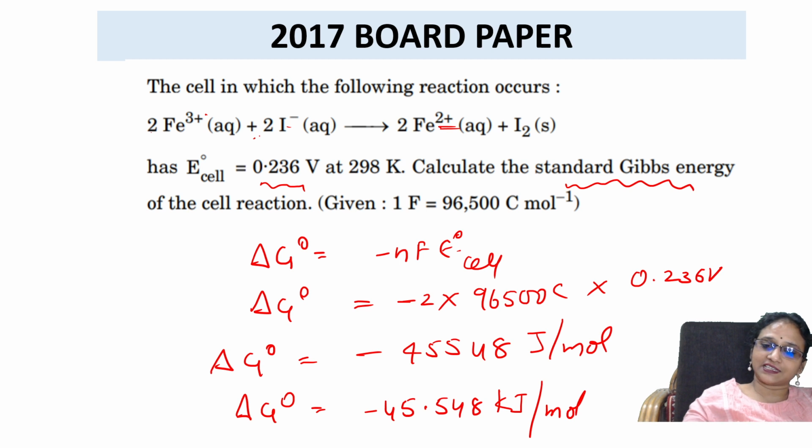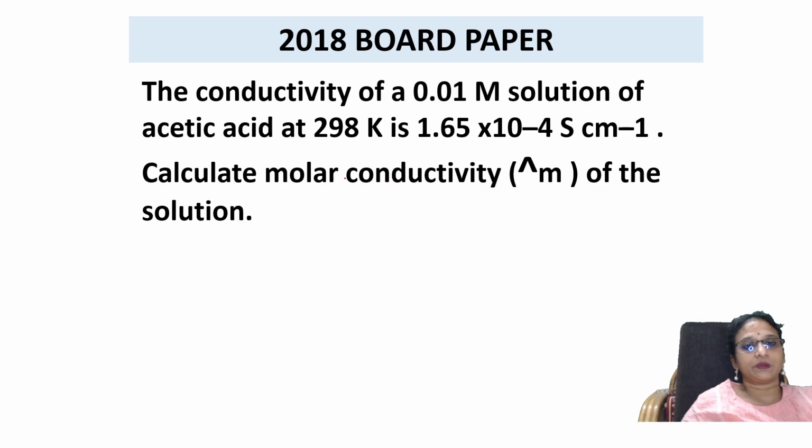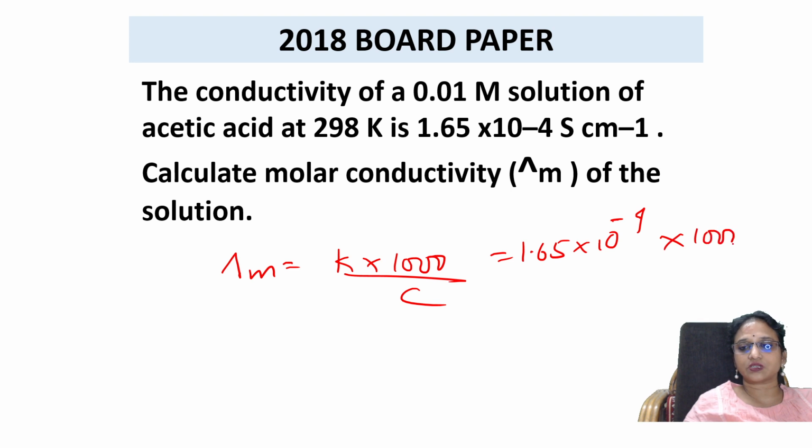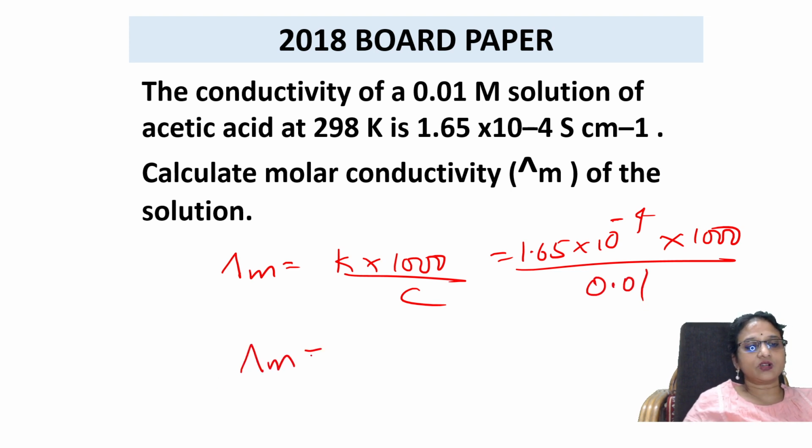You see? Easy. 2018 paper. The conductivity of 0.01 molar solution of acetic acid is given. Calculate the molar conductivity of the solution. They're asking me to find out molar conductivity. How much is K given? 1.65 into 10 raised to the power of minus 4, into 1000. How much is C given to you? Simple. Multiply. I got an answer of around 16.5.